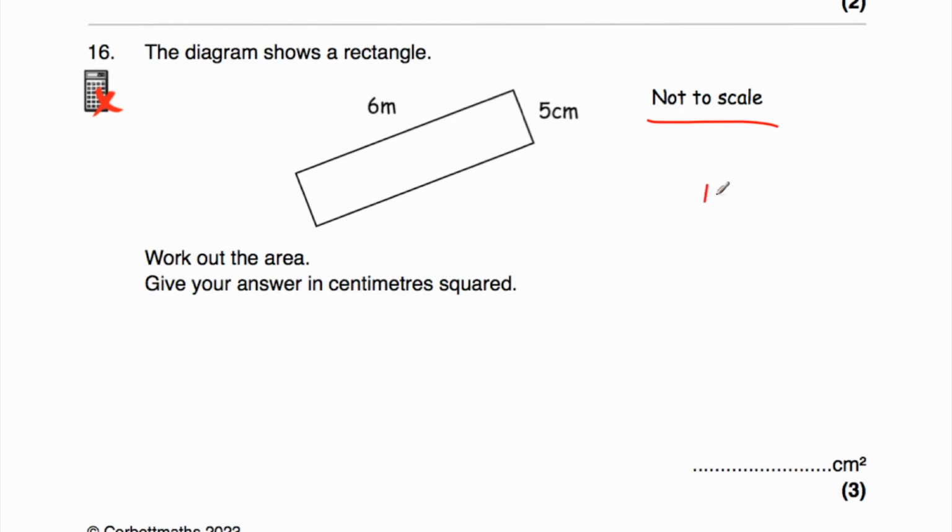So 1 meter is equal to 100 centimeters. If you look at a meter stick or a meter ruler, you'll see there's 100 centimeters in it. So 6 meters would be equal to 600 centimeters.